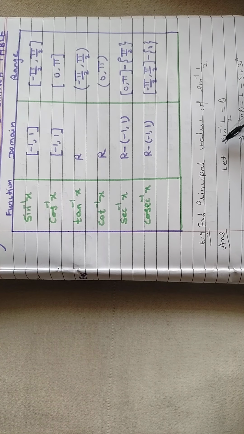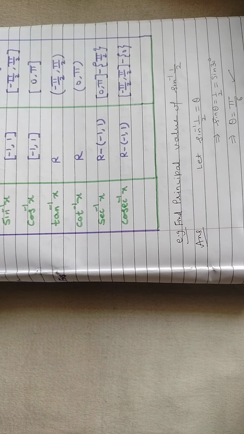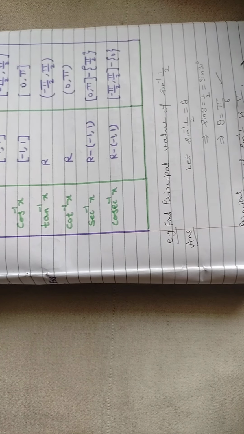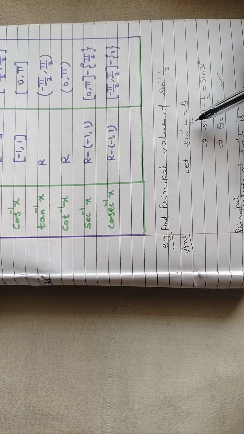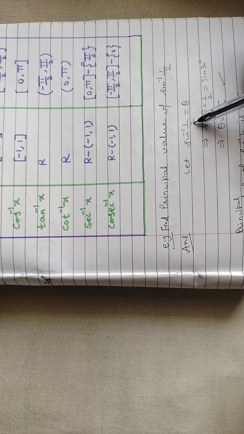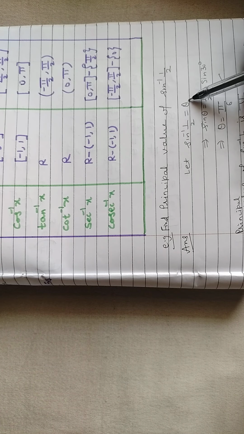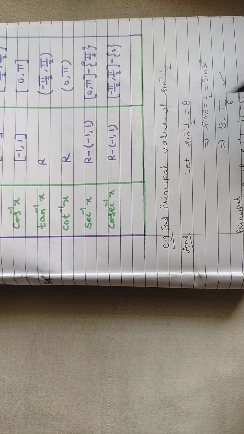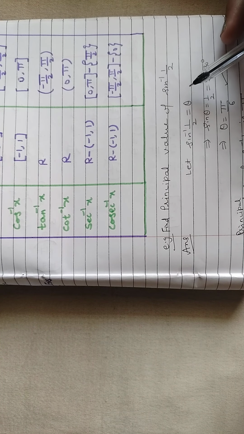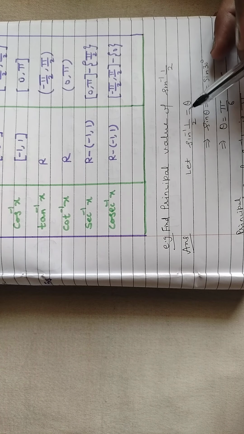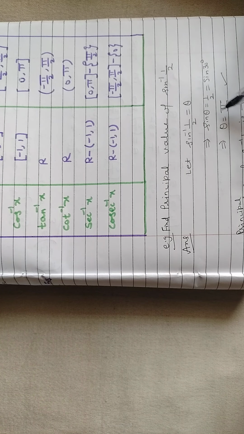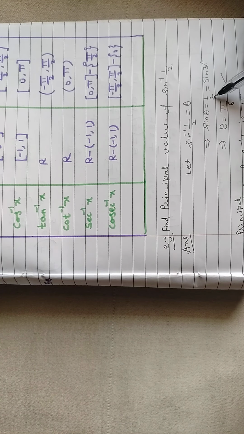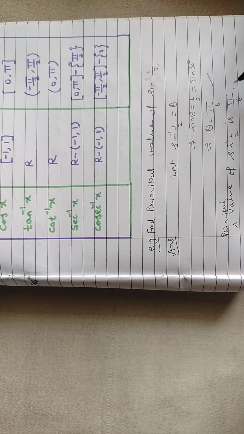Now there are some examples of how questions will come related to this table. First question is, find the principal value of sine inverse half. This is a 1 mark question. So you have to find its principal value. Suppose its principal value is theta. Principal value means there will be some angle. Sine inverse half is theta, then sine theta will be half, and you know that half is sine 30 degree. So theta will be 30 degree or pi by 6.